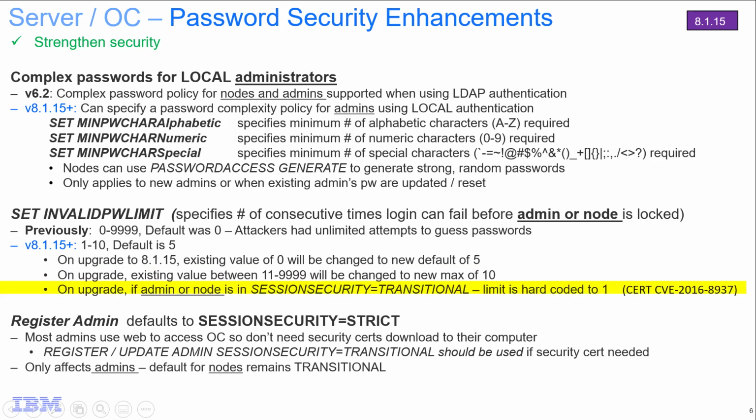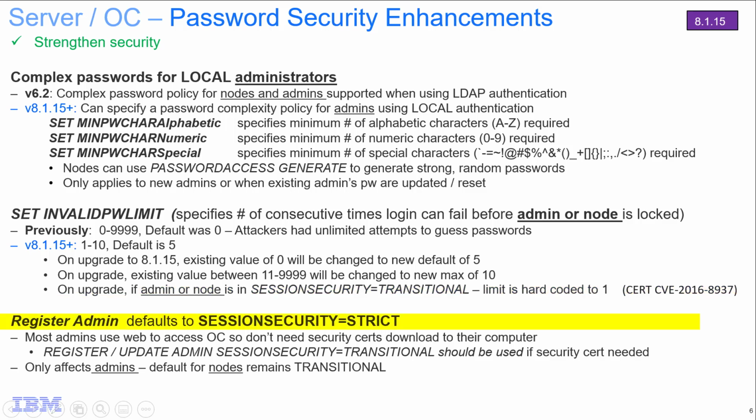Another thing I'll show you is that if you have an administrator or a node in session security equals transitional, when you upgrade the Spectrum Protect server to version 8.1.15, we will limit those nodes and admins to only one invalid password attempt when they log on. So if you currently have administrators or nodes who are defined but have not yet logged on and obtained their security certificates, they will only have one chance to enter the correct password.